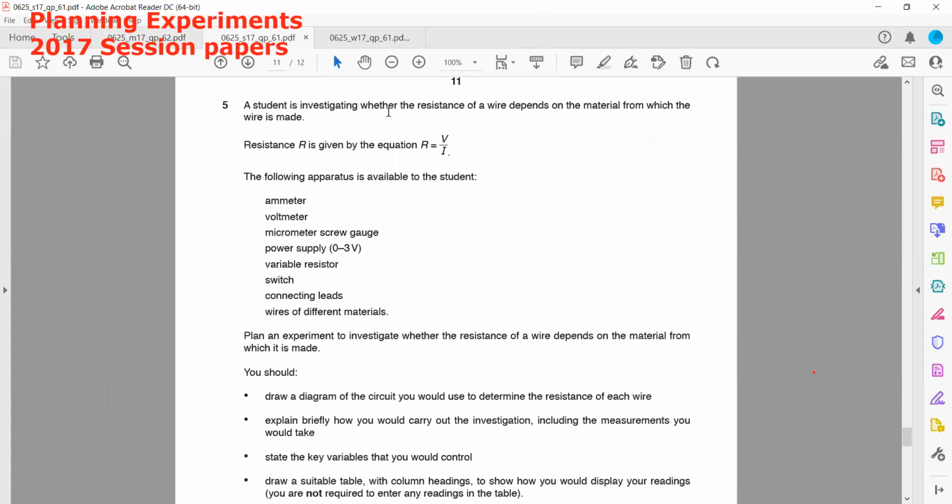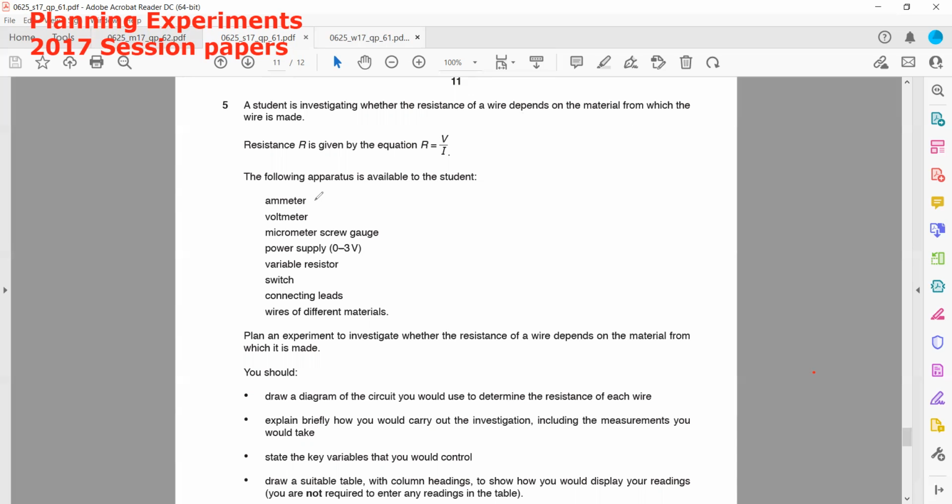Another experiment from the summer 17 paper. A student is investigating whether the resistance of a wire depends on the material from which the wire is made. And the resistance can be calculated by a formula. Resistance is the ratio between voltage and current.